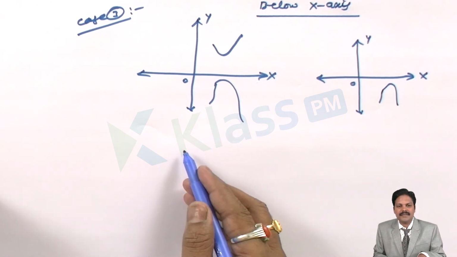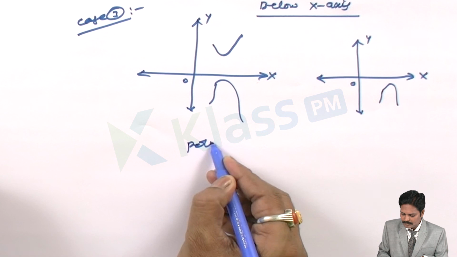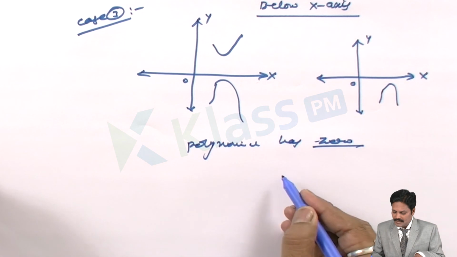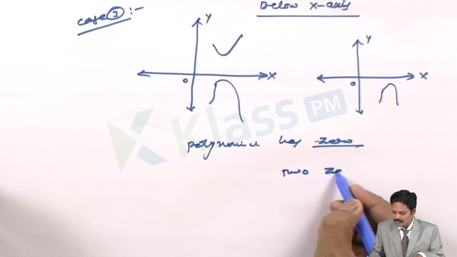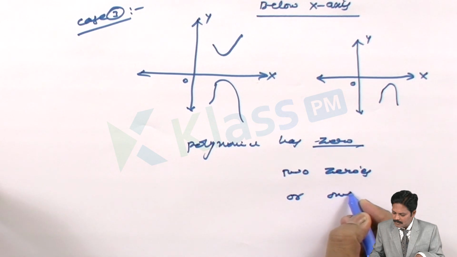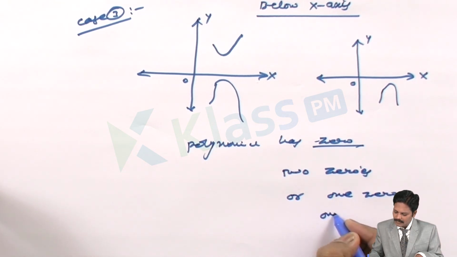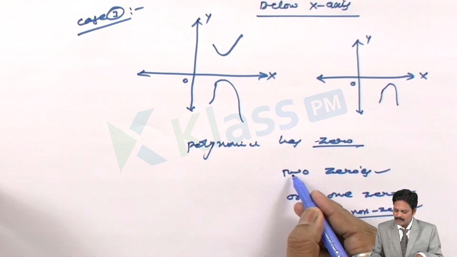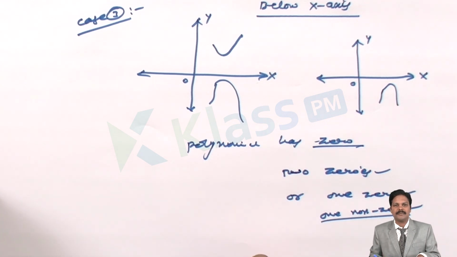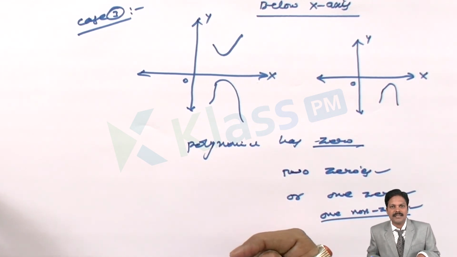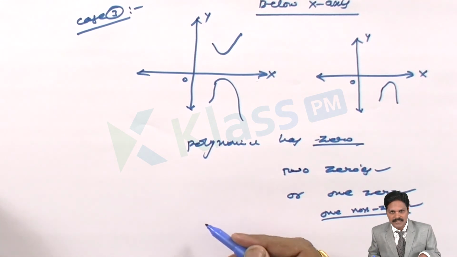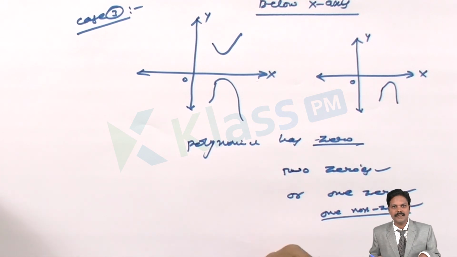In this case the polynomial has no real zeros. For a second degree polynomial we have either 2 zeros, or 1 zero, or no real zeros. In this manner we can represent polynomials in two ways: the linear representation of the graph and the quadratic representation of the graph of the polynomial. Thank you.